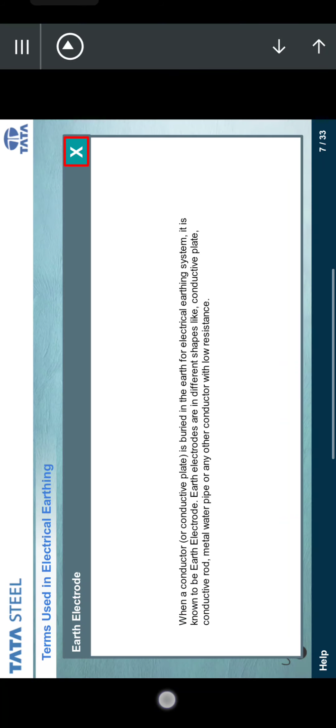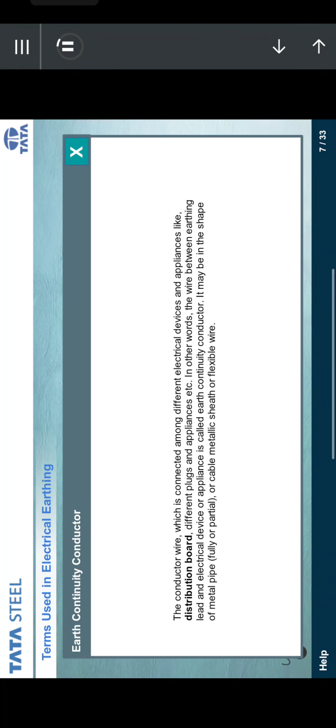Earth electrode. When a conductor or conductive plate is buried in the earth for electrical earthing system, it is known to be earth electrode. Earth electrodes are in different shapes like conductive plate, conductive rod, metal water pipe, or any other conductor with low resistance. Earthing lead. The conductor wire or conductive strip connected between earth electrode and electrical installation system and devices is called earthing lead.